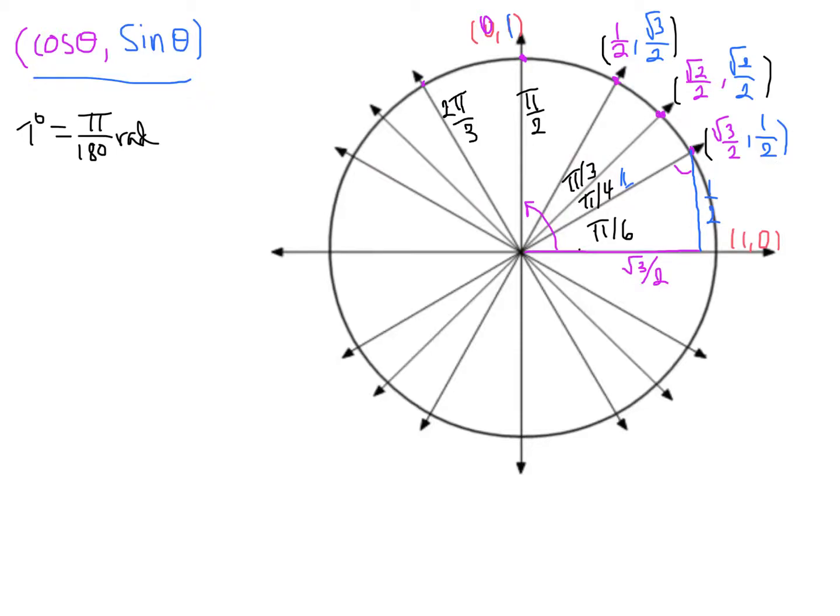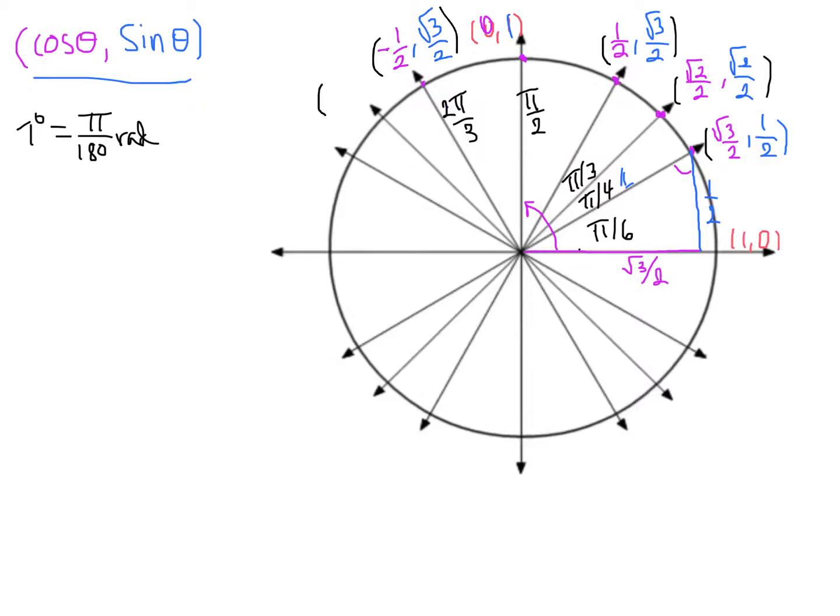And that point is going to be, well, think about it. It's the same distance above the y-axis here, right? So the sine is still going to be root 3 over 2. The only difference is instead of being positive 1/2 in the x-coordinate, the cosine of 2 pi over 3 is going to be negative 1/2. So the cosine is negative 1/2, and the sine of 2 pi over 3 is still root 3 over 2. And I can go ahead and do this with all the other points.